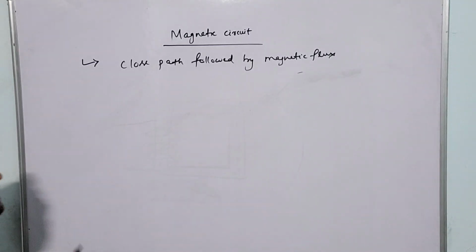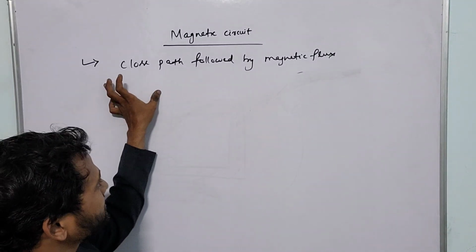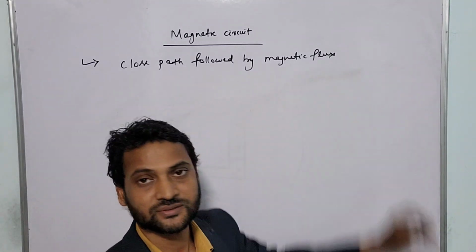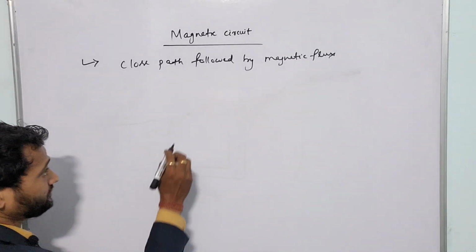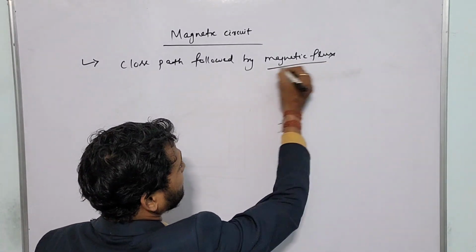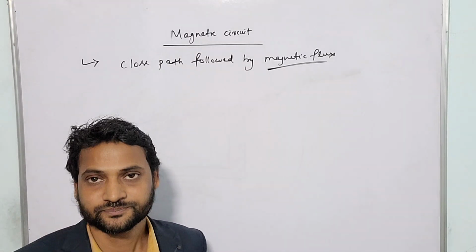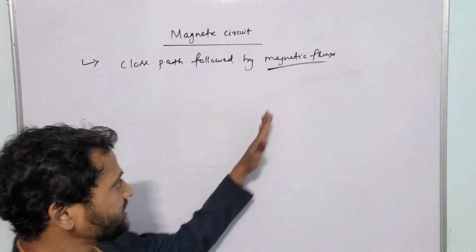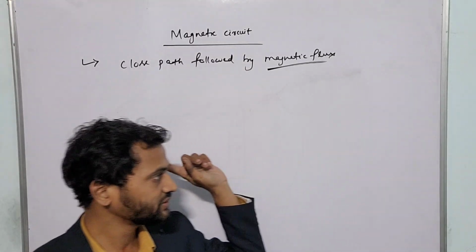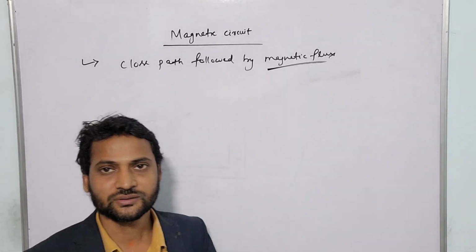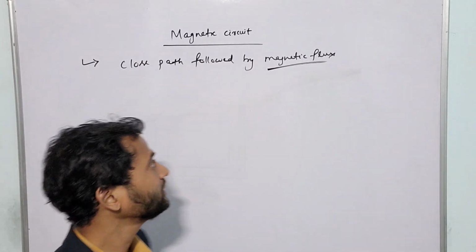So what is a magnetic circuit? Coming to the definition, it is a closed path followed by the magnetic flux. Okay? So what is magnetic flux actually? Magnetic flux is nothing but a bunch of magnetic field lines through an area. As you know the properties of magnetic field lines, they always originate from the north pole and terminate towards the south pole. Okay?